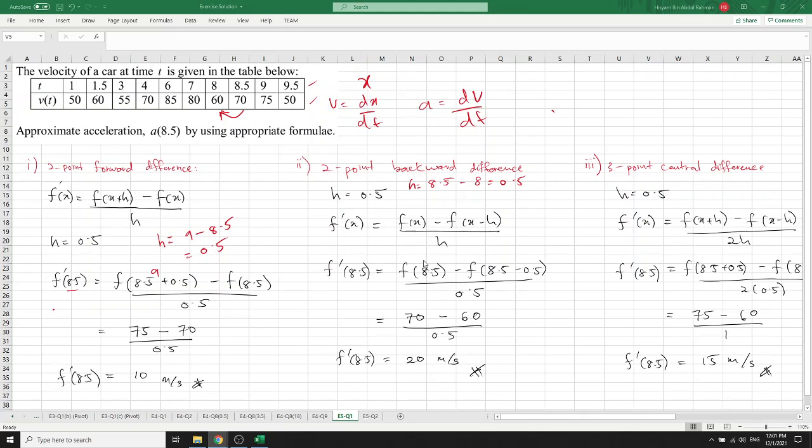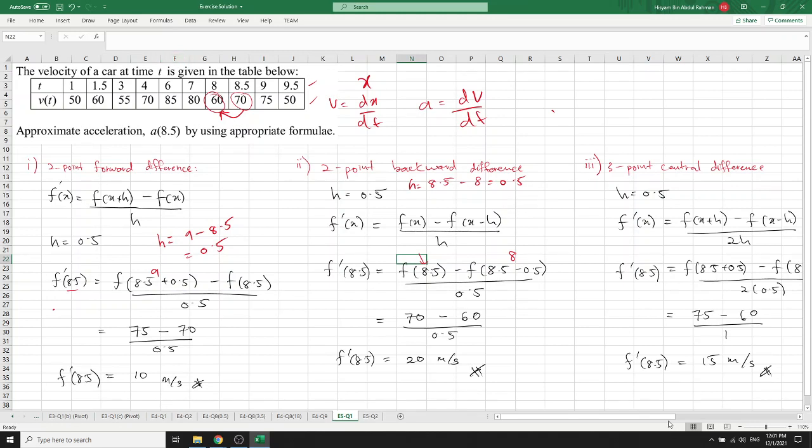So x is 8.5, and this one becomes 8.5 minus 0.5, which is 8. So we take these points, 8.5 and 8. Now it becomes 70 minus 60, divided by 0.5. We can see that the result is different. It's not because the result is wrong, but because it's based on the point. The point is different, before and after.